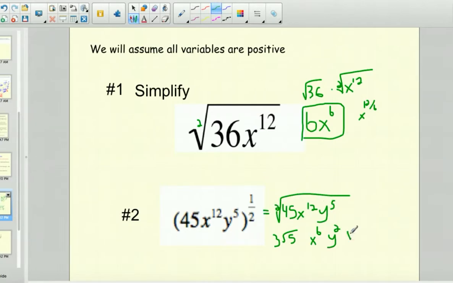So that remainder is not going to come out of the radical, right? That y to the 1st, that remainder stays inside. The other ones can come out because 2 goes into 5 two times. But then that last one is still stuck in there.